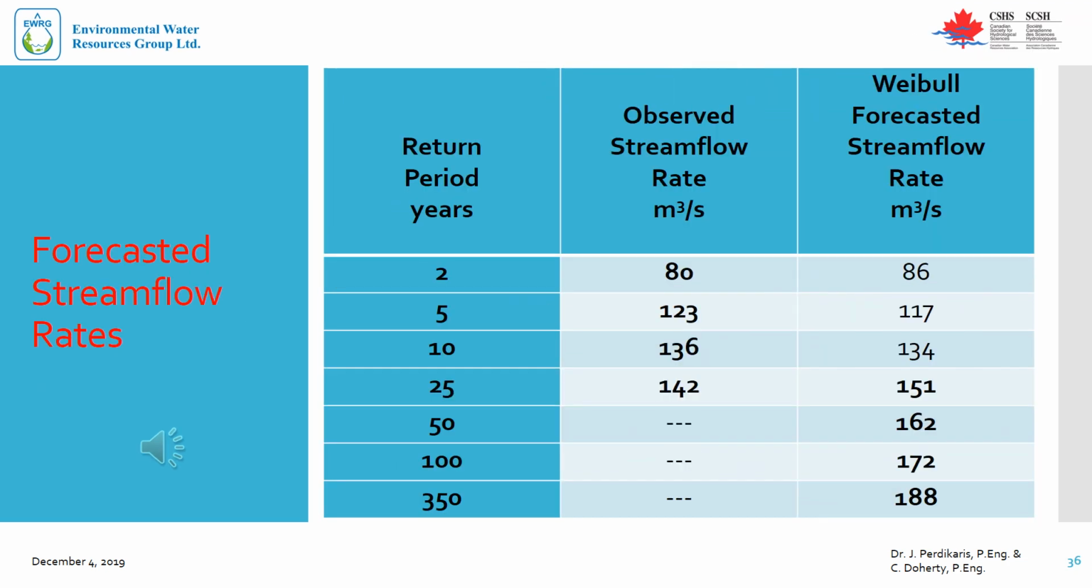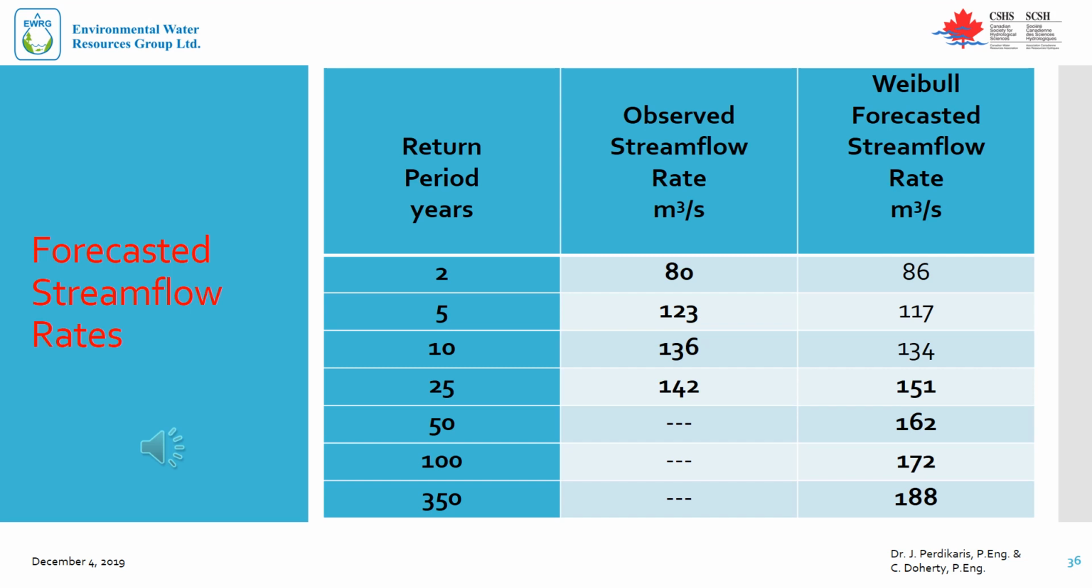The following table compares the observed streamflow rate with the forecasted streamflow rate for different return periods. The forecasted streamflow rates were determined using a Weibull distribution. When comparing the observed streamflow rate with the forecasted streamflow rates, the percent difference in peaks is less than 5%. For example, for the 2-year event, the observed streamflow rate was 80 cubic meters per second, and the forecasted streamflow rate was determined to be 86 cubic meters per second.